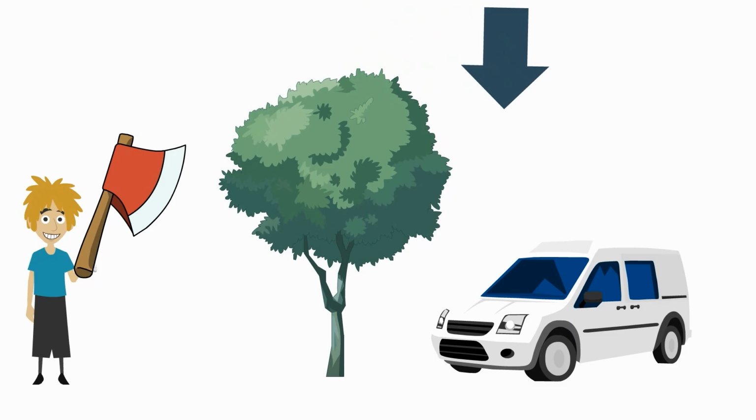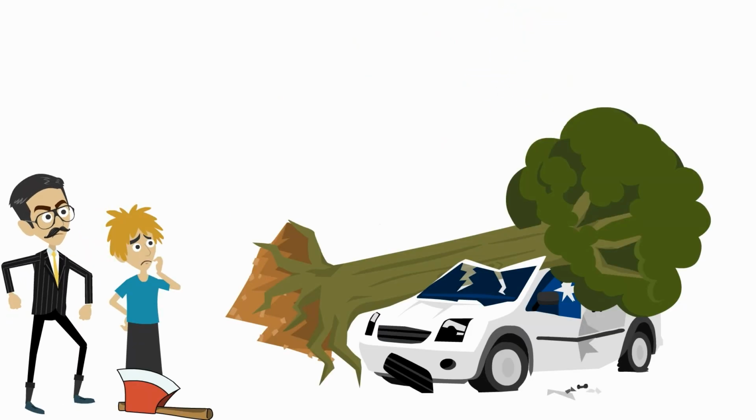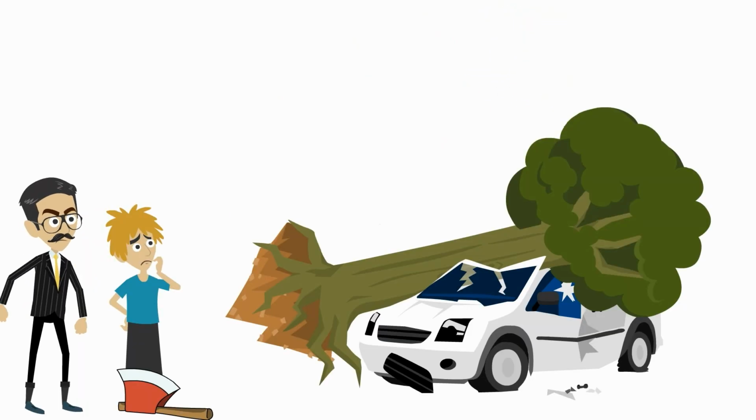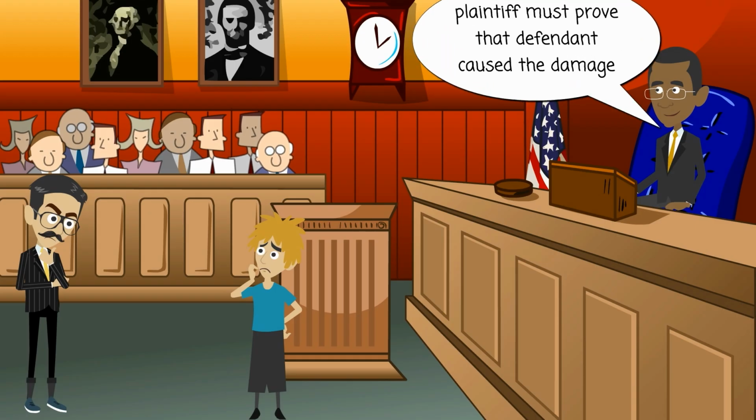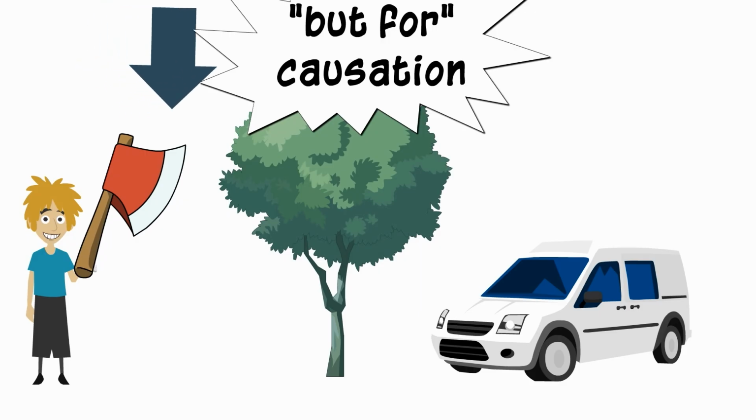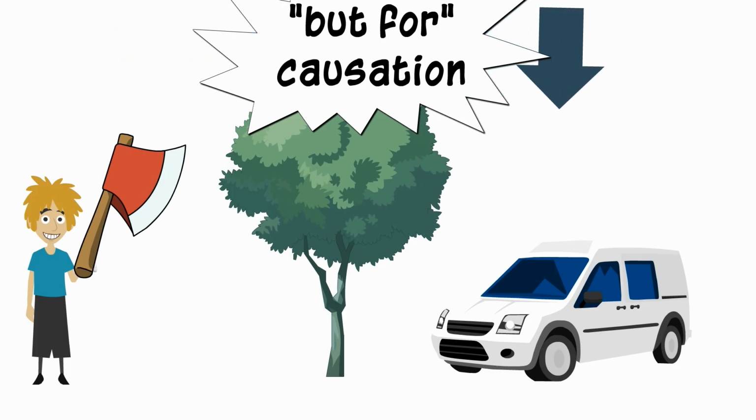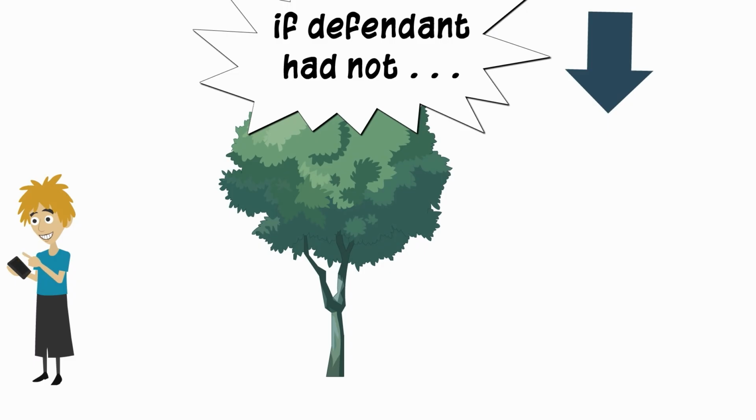So let's say we have a defendant here, and he takes an axe to a tree which is right next to a car. The defendant foolishly chops down the tree, damaging the plaintiff's car. Well, in our lawsuit, the plaintiff is going to have to prove that the defendant caused the damage to his car.